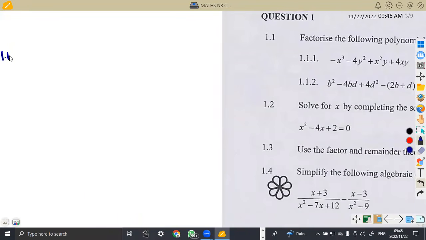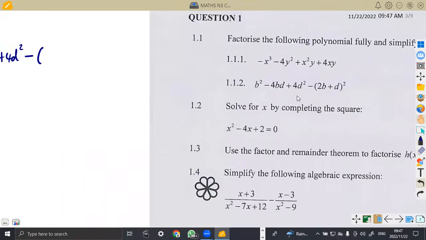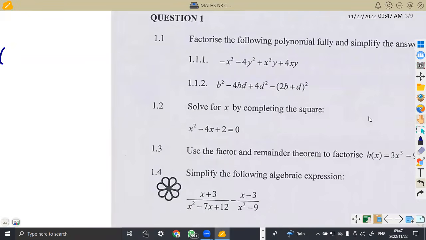We've got 1.12. We had b squared minus 4bd plus 4d squared. But if we are to cross-check here, we're given a bracket that we're supposed to expand. That is (2b plus d) squared. So there we're supposed to expand this bracket.